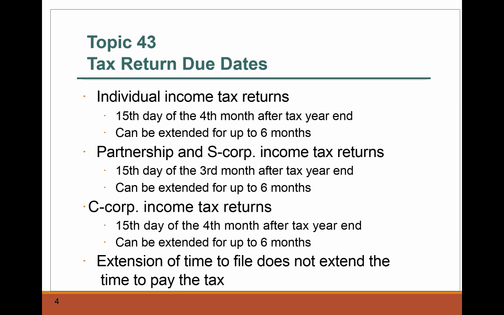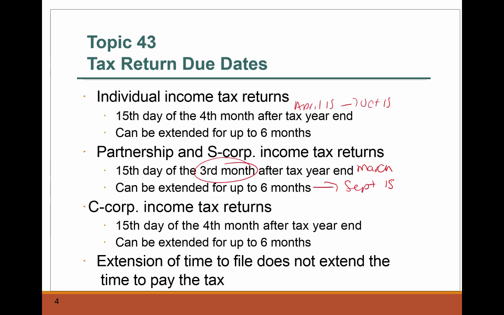Then we have due dates, right? For individuals, we know it's the 15th day of the fourth month after the tax year, and it can be extended for up to 6 months. So that's usually about April 15th, and then you can extend it to about October 15th. Then for partnerships and S-Corps, that's a month earlier. That's in the third month, so that is March 15th, and that extension usually goes to about September 15th, give or take whenever the 15th falls.